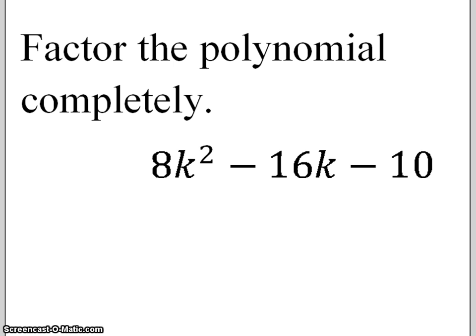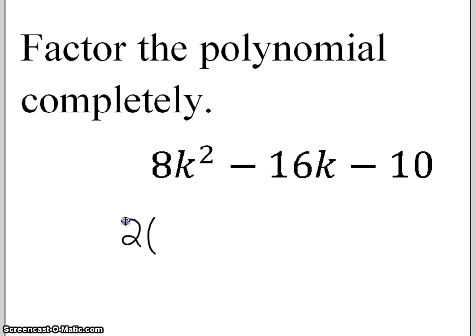The very first thing you should always check when factoring a polynomial is if you can factor out a greatest common factor. So you look across the three terms, 8k squared, negative 16k, negative 10. They don't all contain a k, so k is not a common factor. They all have a common factor of 2. So the first step is to factor out the greatest common factor of 2.